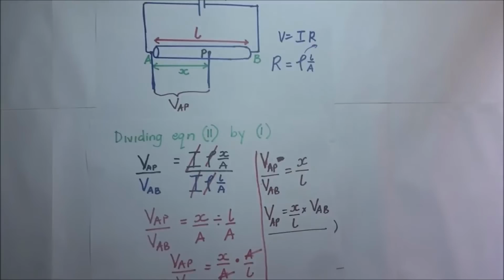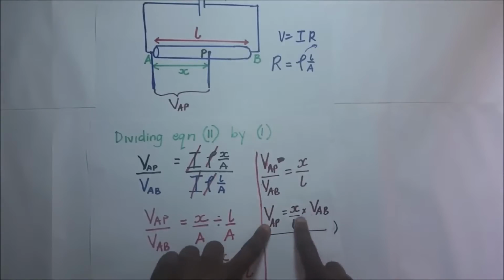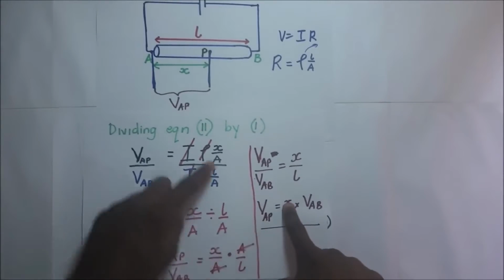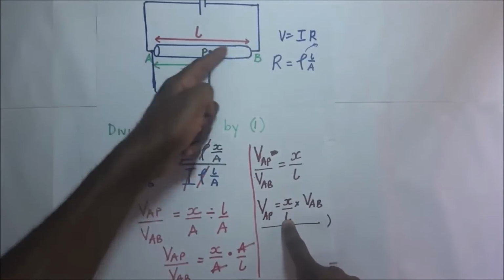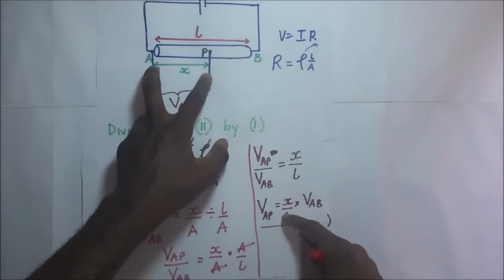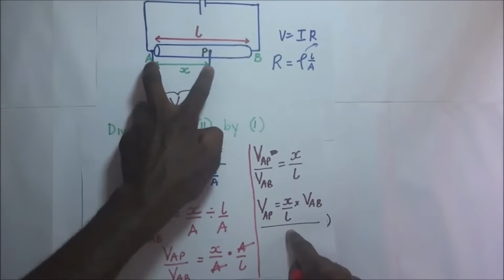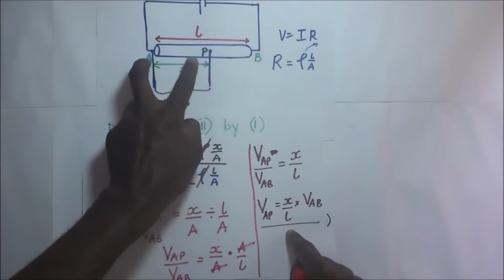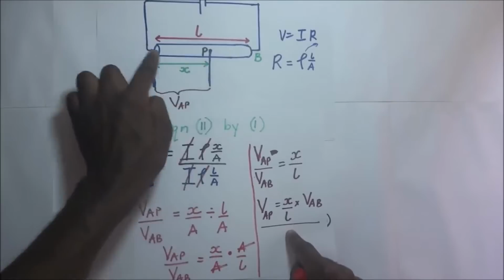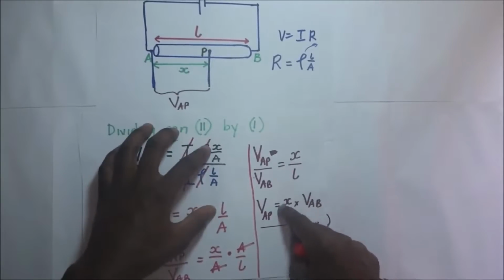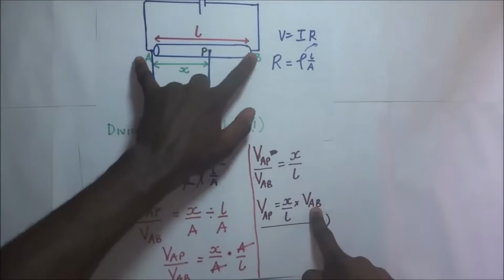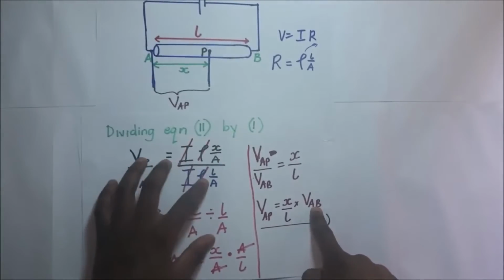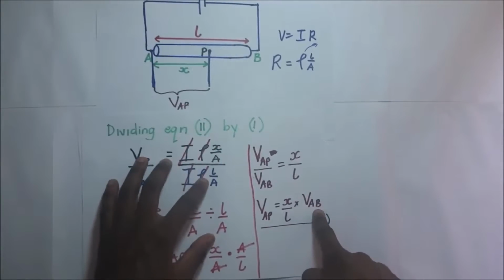Now, if you look at this expression, we find that X is the small portion, divided by the length of the whole wire. So this X over L in essence represents the fraction of the whole wire. It is the fraction of the wire we are talking about, multiplied by the potential difference across the entire wire, which so happens to be the EMF of that wire, VAB.